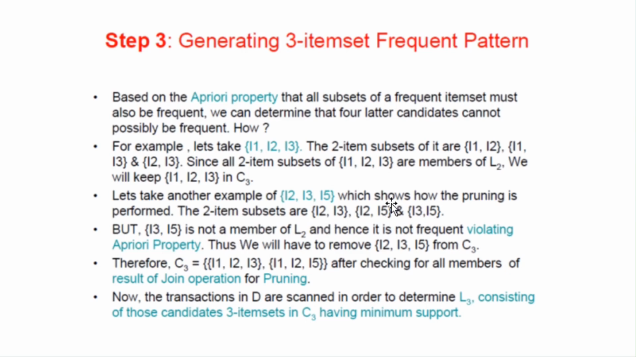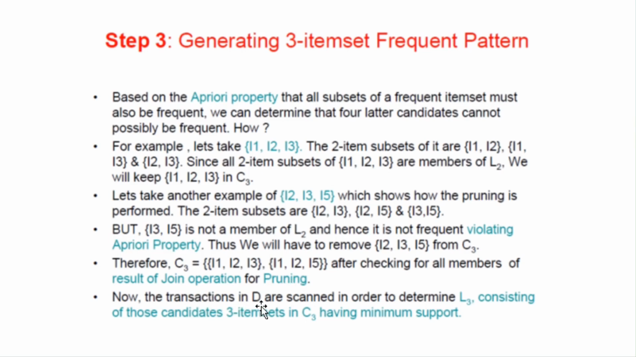But here the subset I3, I5 is not a member of L2 and hence it is not frequent, which means it is violating the Apriori property. Thus we will have to remove I2, I3, I5 from the C3. Therefore C3 is only the subsets I1, I2, I3 and I1, I2, I5 after checking all the members of the results of the join operation for pruning.